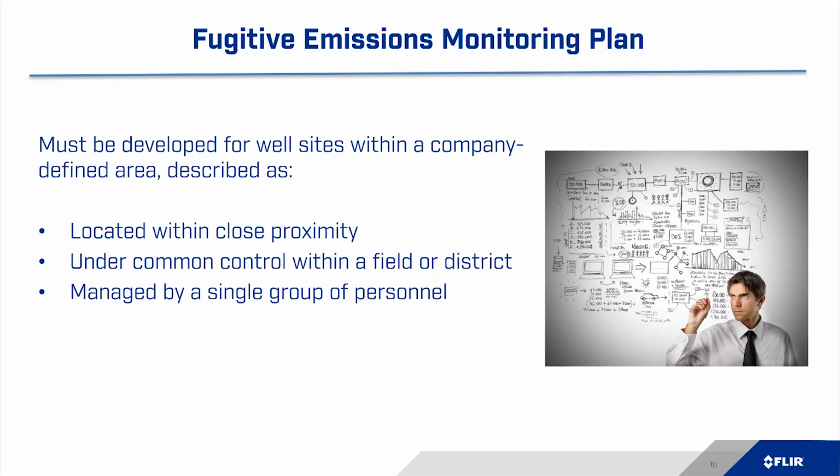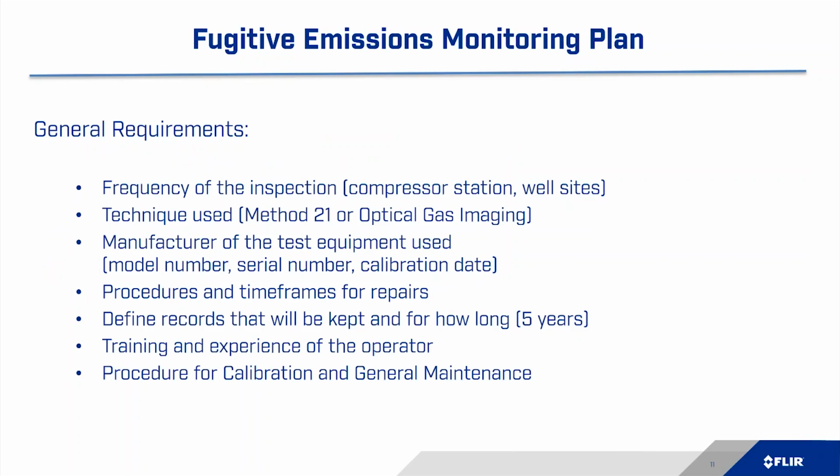They describe it as an area located within close proximity, under common control within a field or district, or managed by a single group of personnel. Also, general requirements, there's a long list of things that need to go into this monitoring plan prior to any type of survey or inspection. And you can see the list here. Everything from frequency of inspection, which is called out as a requirement, quarterly for compressor stations and biannual for well sites. Obviously, the technique or the technology used for leak detection, so this would primarily be either Method 21 or optical gas imaging. The manufacturer of the equipment to include model number, serial number, calibration date.